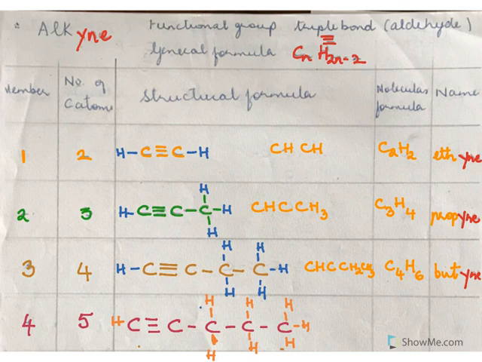And the general formula will be C5, let's put this 5 here, H2n minus 2. So that will be H, 2n will be 10 minus 2 and that will be 8. Since it has got 5 carbons, it will be pent, and because it has got a triple bond, pentyne.